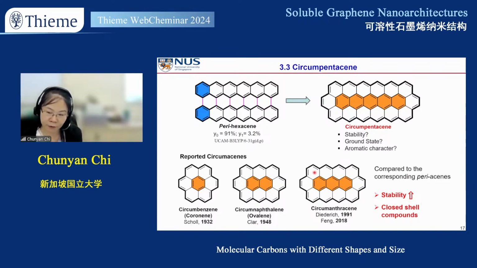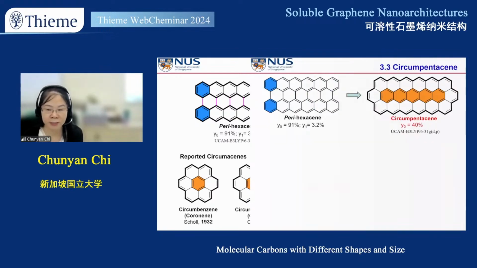Now we know that peritetracene has diradical character over 50%. But after fusion of benzene rings, this molecule now has a closed shell ground state. So that means from periacenes to the corresponding circumacenes, the diradical character is reduced. Now, how about the diradical character of circumpentacene?